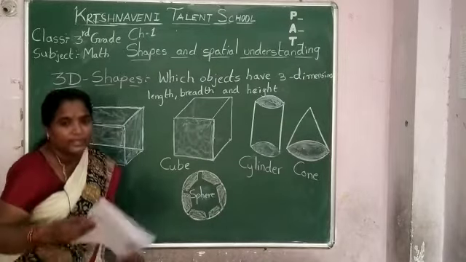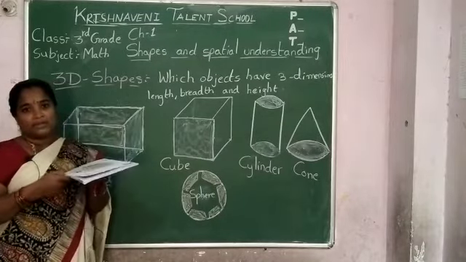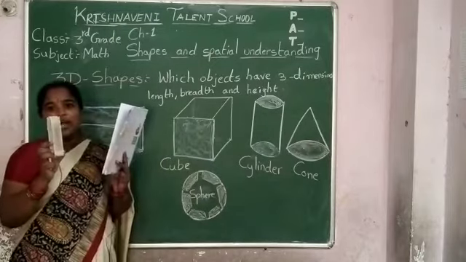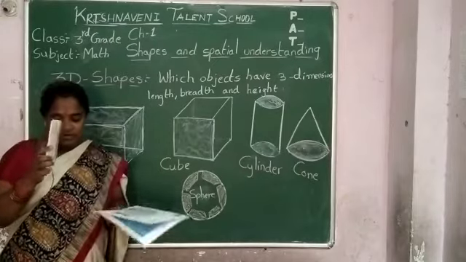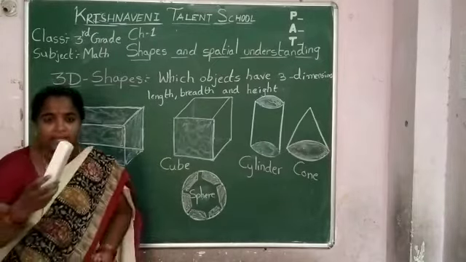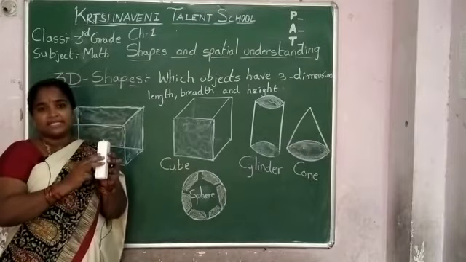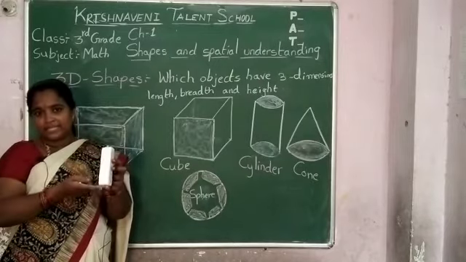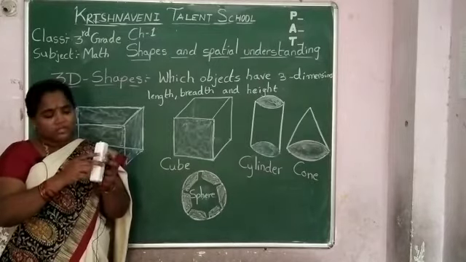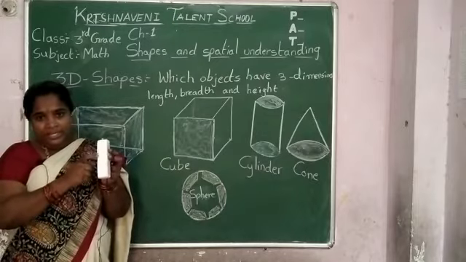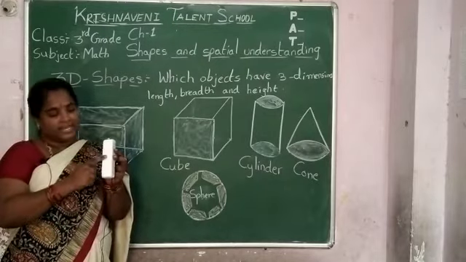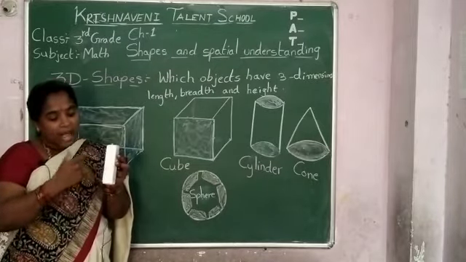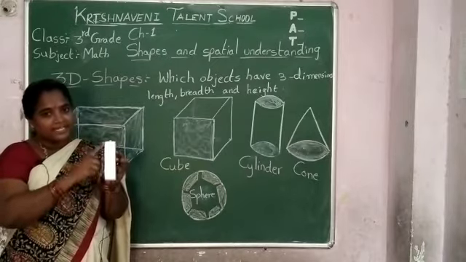Textbook is an example of a cuboid. Now observe this box and duster. This is also an example of a cuboid. Once you observe this object, it has 6 faces: 1, 2, 3, 4, 5, 6. So what is the shape of a face? It is a rectangular face. So which object has 6 rectangular faces, and how many edges? Edge means side.